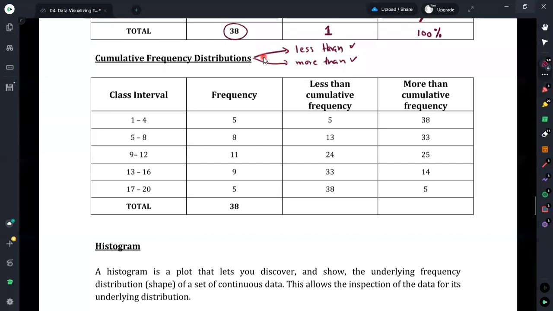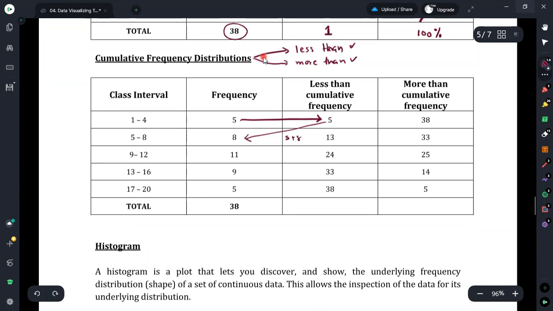To obtain the less than cumulative frequency, we can write the first value as it is. Then to obtain the next value, we add this to the frequency in the next class. Then 5 plus 8 equals 13. Then 13 is added to 11, so 13 plus 11 equals 24. Likewise, we can take the remaining ones. 24 plus 9 gives 33, and 33 plus 5 gives the value as 38.